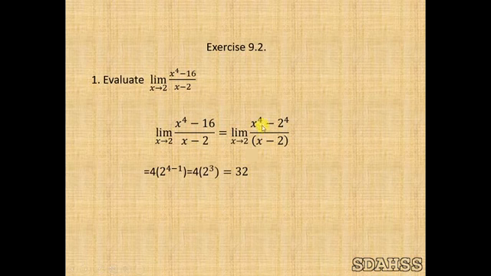Now this is of the form limit as x tends to a of (x^n minus a^n) divided by (x minus a). Its formula is n a^(n minus 1). Here n is equal to 4 and a is 2, so you apply this formula. 4 into 2^(4 minus 1), which is 4 into 2 cubed. 2 cubed is 8, and 8 into 4 is 32.